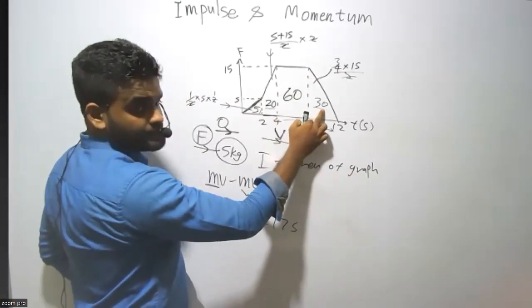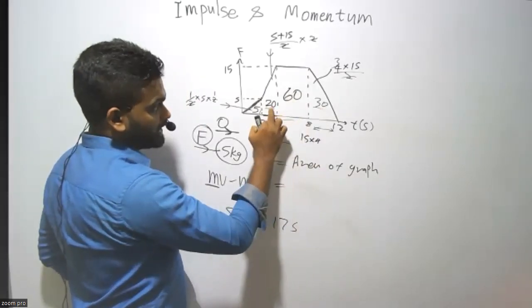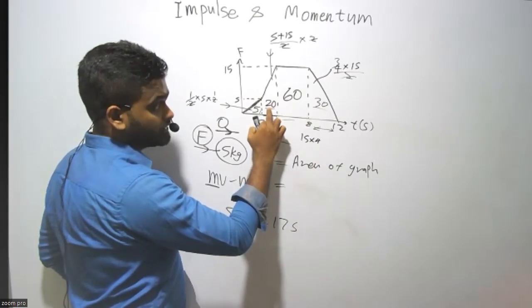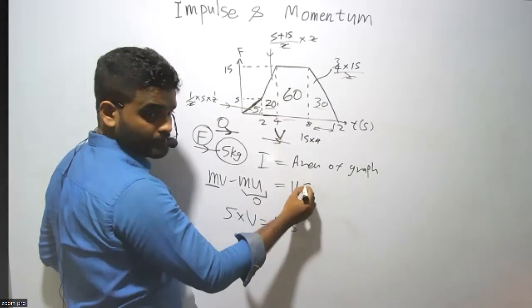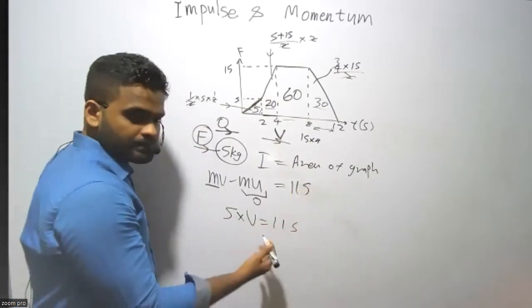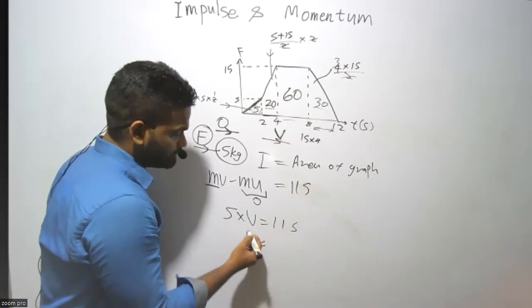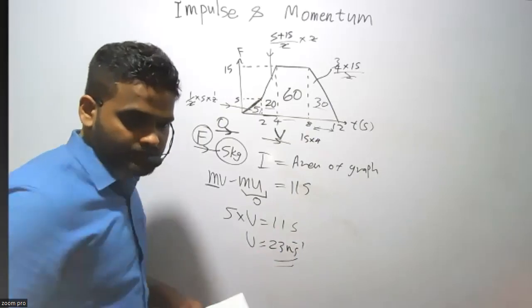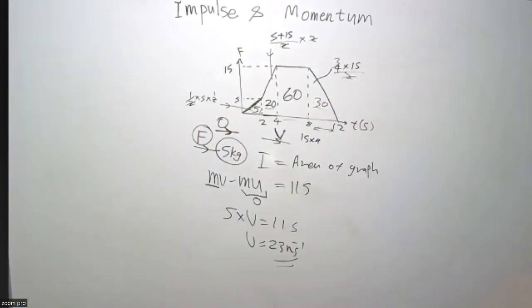So now add these, 90 plus 20 is 110, 110 plus 115. Okay, 115. Now divide both sides by 5 in order to find V, 23 meters per second. So the answer is the second one, right?